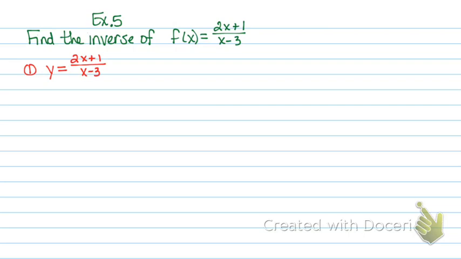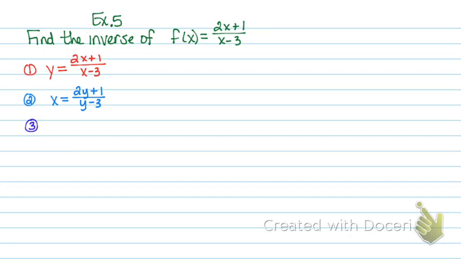What is step 2? Switch the x and y. So we get x equals 2y plus 1 over y minus 3. Yeah, step 3 is to solve for y.